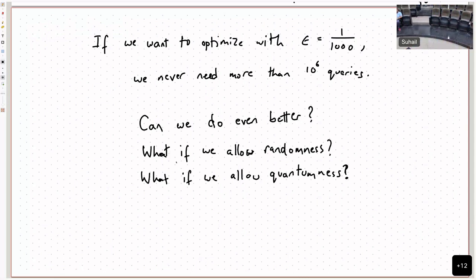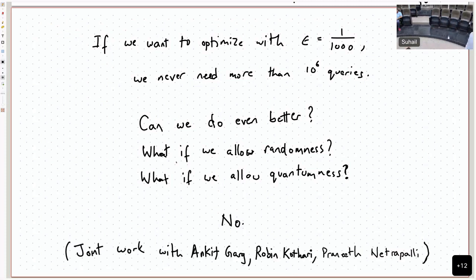So the question we can ask now is, if you can always do it with 10 to the 6 queries, we can start to get a bit greedy. Can we do better than that? Can we decrease it below 10 to the 6 queries? What if we allow randomness? What if we allow quantum algorithms? In all these cases, this is an interesting question. The answer to all of them is no. You can't do better than gradient descent. Gradient descent is optimal, even if you had a randomized algorithm, even if you had a quantum algorithm.